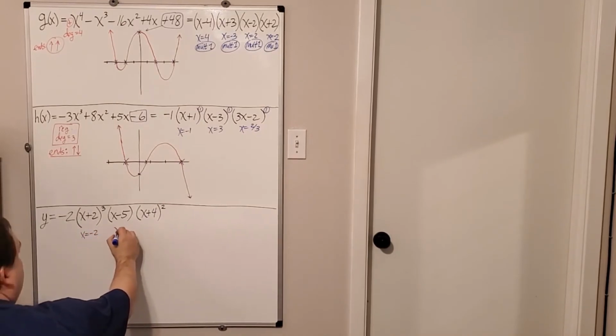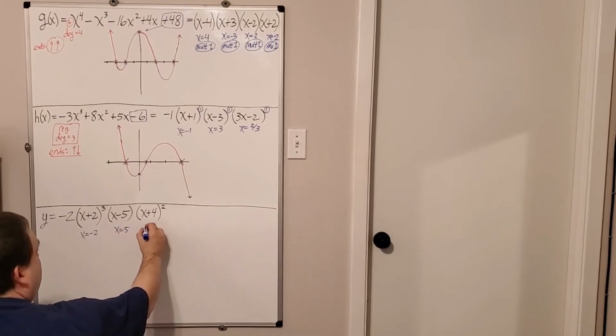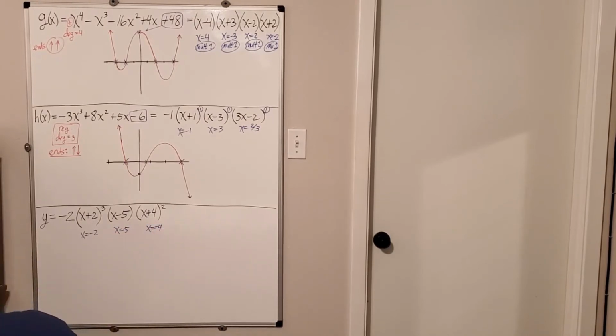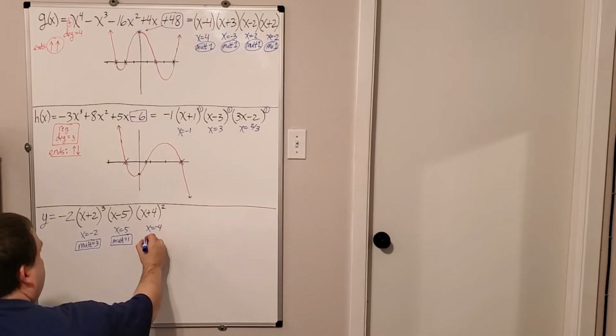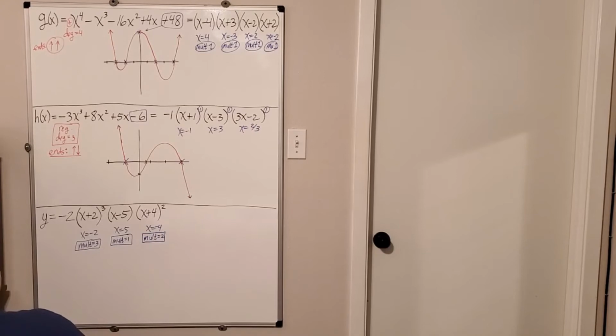So my intercepts here are -2, 5, and -4. And then I'm noticing a multiplicity of 3 here, a multiplicity of 1 for the 5, and a multiplicity of 2 for the -4. So if I sum these up, 3 plus 1 plus 2, my degree would have to be 6.